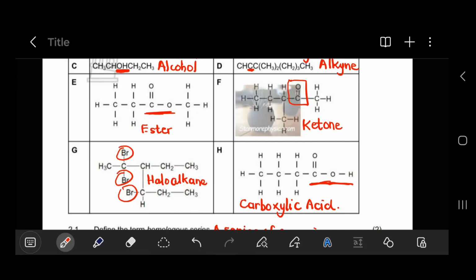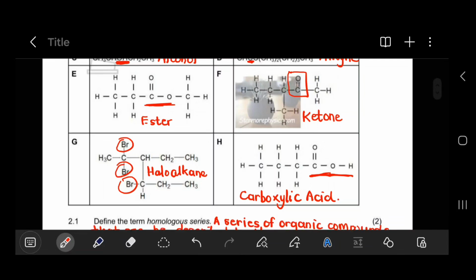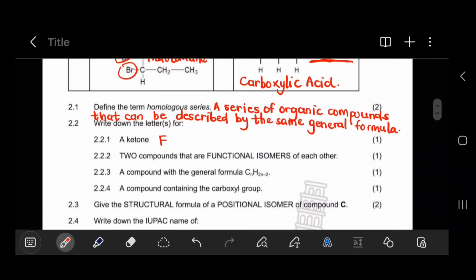Now let's look at our ester and our carboxylic acid. The ester has 1, 2, 3, 4 carbons, and the carboxylic acid also has 1, 2, 3, 4 carbons. So the answer should be E and H. Notice how, if we had to write down the molecular formula, it would be exactly the same. But they have different functional groups. So they are known as functional isomers. That is E and H.